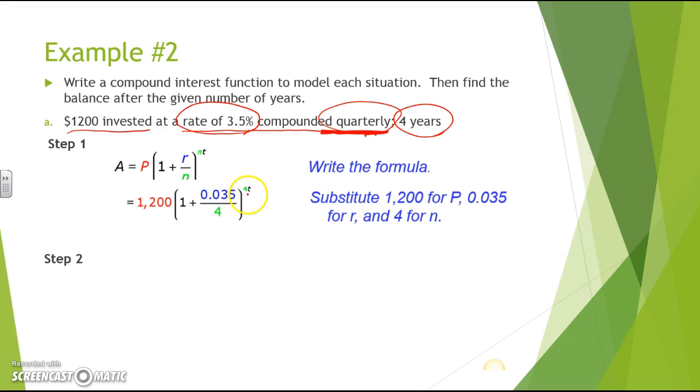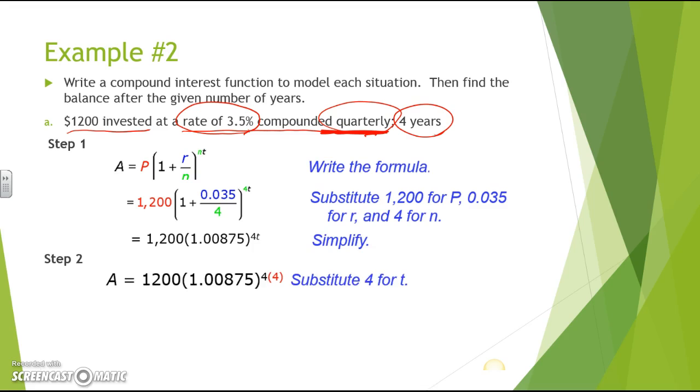And then that's raised to my 4 times t, and we're going to need to find my t, my time. So here's the formula set up with the values. When I simplify this, it's going to be 1200 times 1.00875 raised to the 4 times t power. So now we have to plug in the year t.